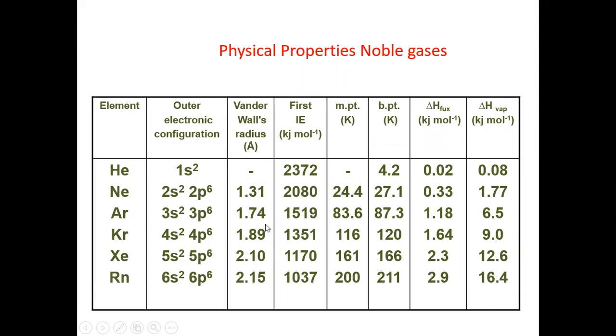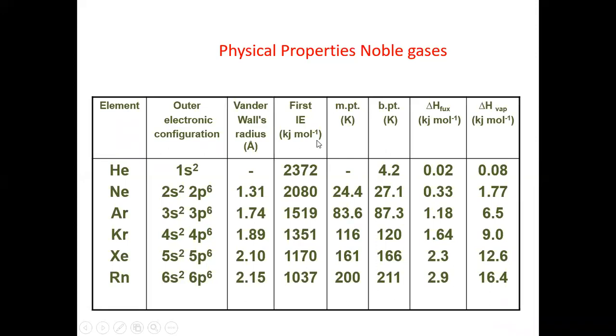And the radius, we can see how it increases from helium to radon. And the ionization potential, it possesses a very stable electronic configuration. Ionization potential is very high, so this makes a stable configuration.